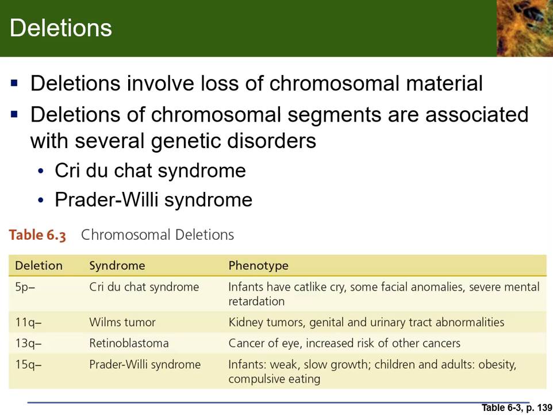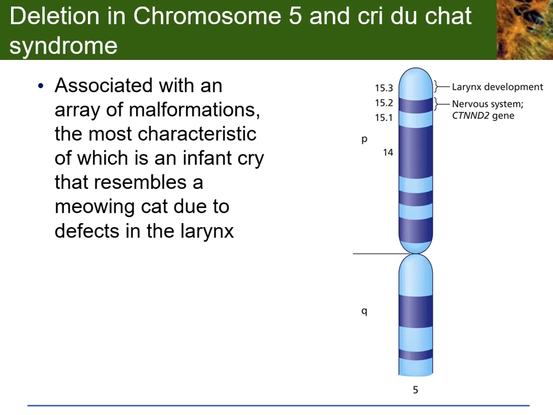Deletions. Deletions involve loss of chromosomal material. Deletions of chromosomal segments are associated with severe genetic disorders like Cri-du-Chat syndrome and Prader-Willi syndrome. And Table 6.3 shows you some information on those and where they're deleted at.